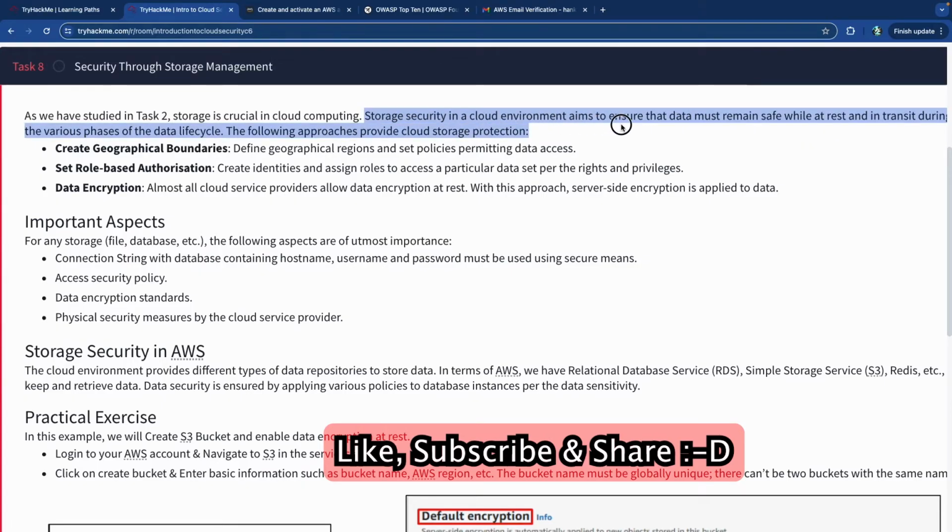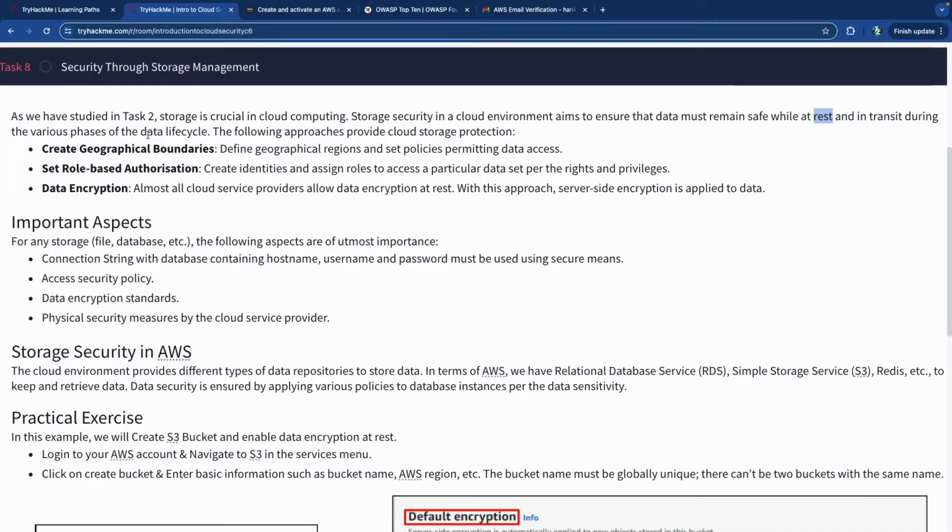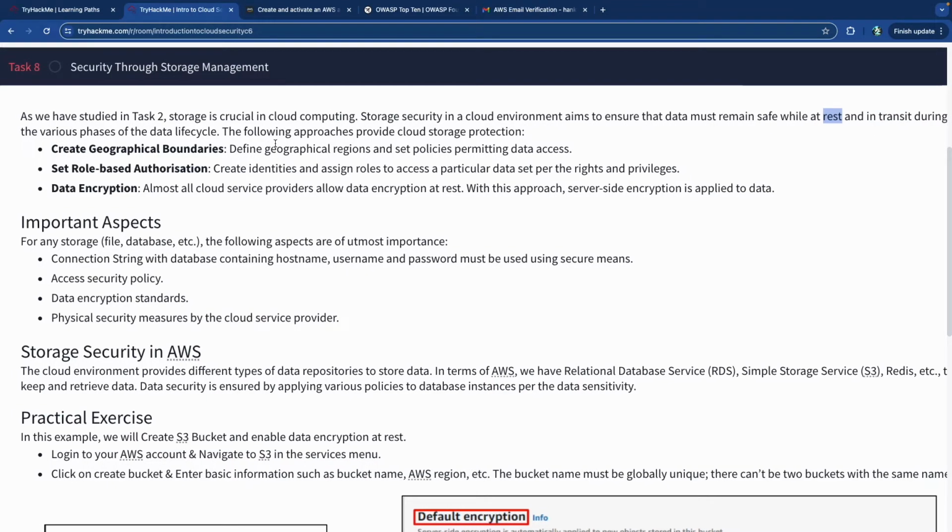Storage security in a cloud environment ensures that the data remains safe while at rest, meaning it's not being used, and in transit during the various phases of the data lifecycle. You could create geographical boundaries, which are the regions that can access it, and then set policies permitting or denying data access. You can set role-based authorization, which is the identities and their roles that can access a particular data set per their specific rights and privileges. And then you have the encryption of the data.